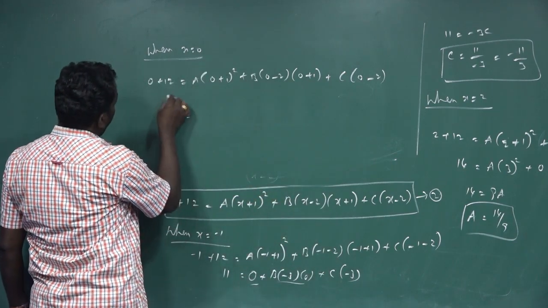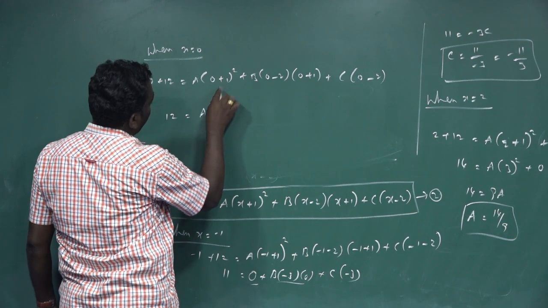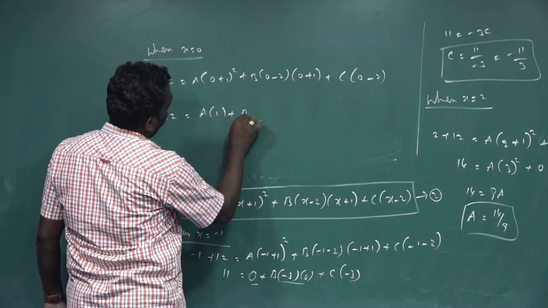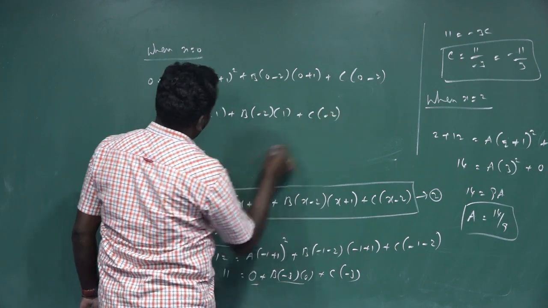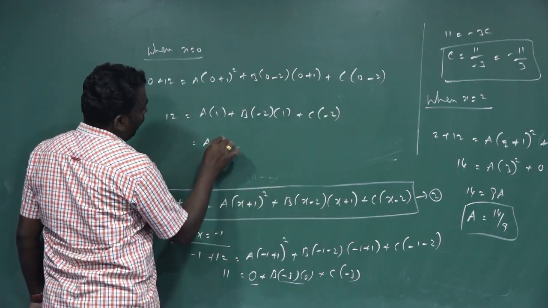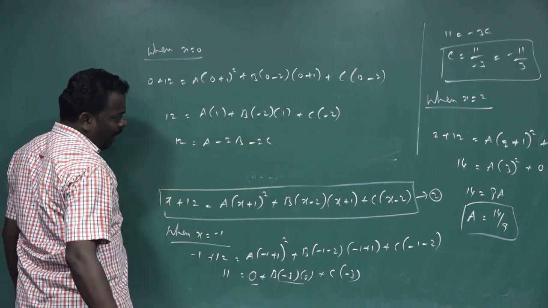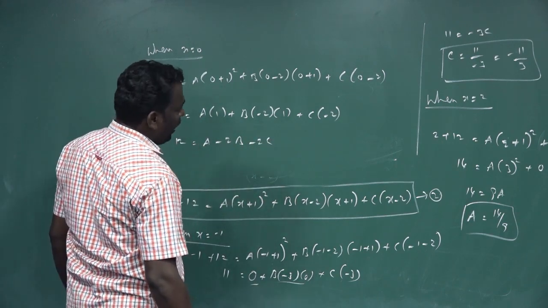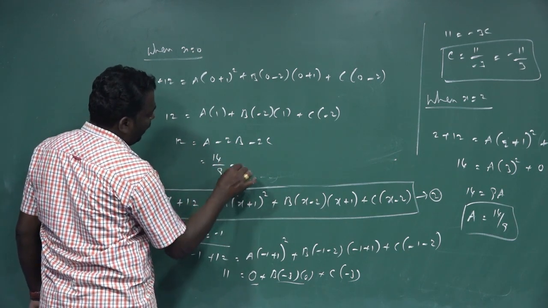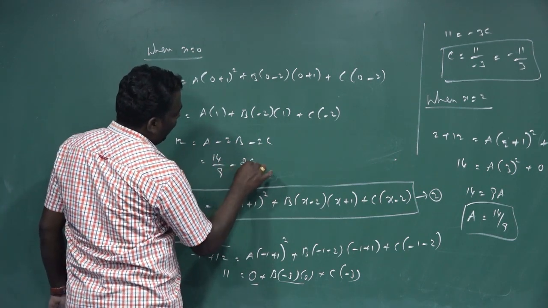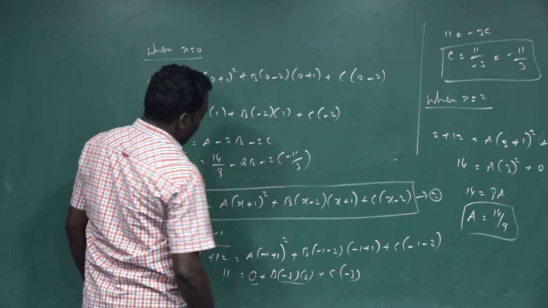Therefore, the left hand side is 12, and a into (0 plus 1) is 1, 1 square is 1, plus b into minus 2 into 1, plus c into minus 2. That is equal to a minus 2b minus 2c, that is equal to 12. We know the value of c and a. The a value is 14 by 9, minus 2b, minus 2 into the c value, which is minus 11 by 3.